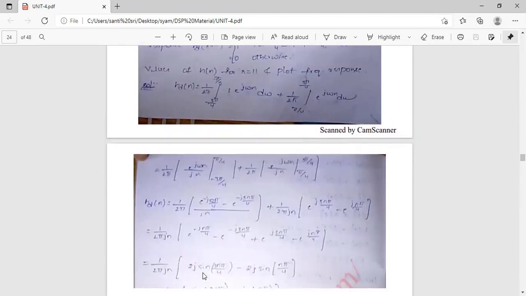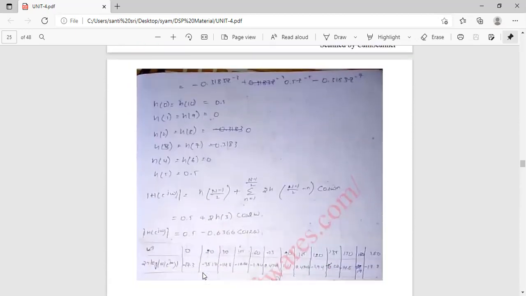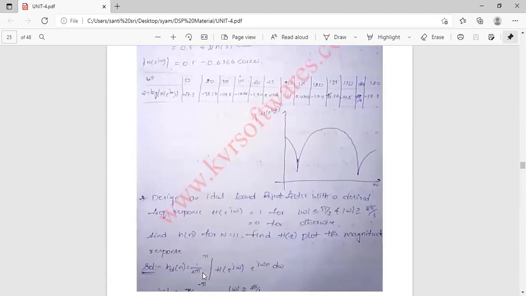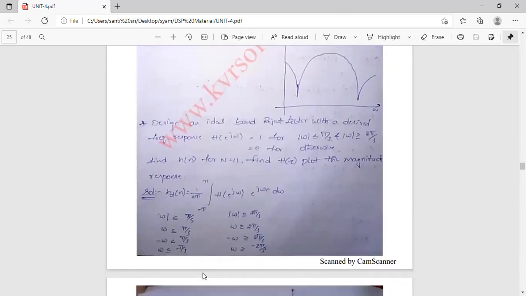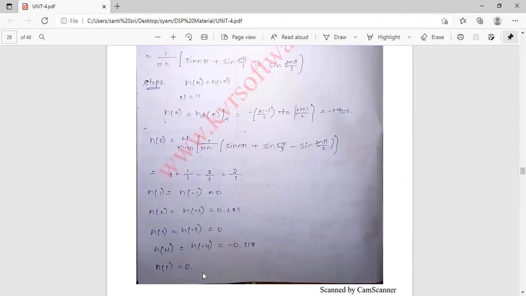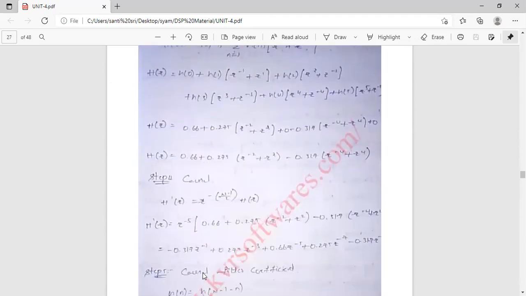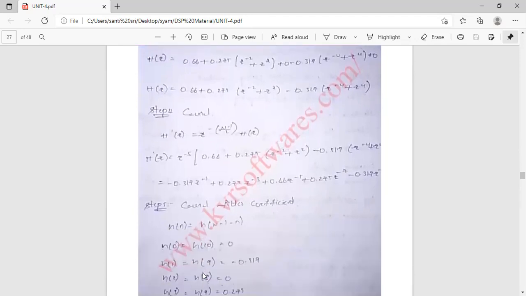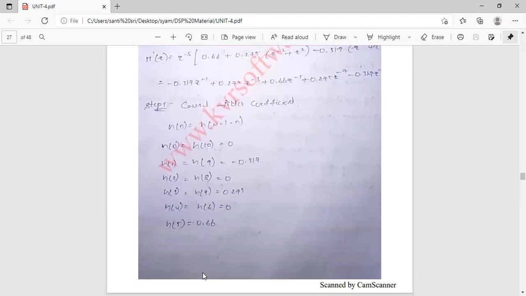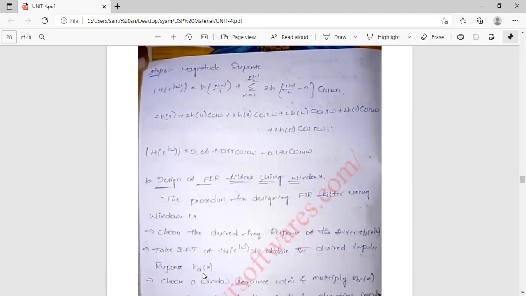Ideal band pass filter frequency response: in the same manner, we will do the problem. And the ideal band reject filter with the frequency response: in the same manner, we will do this problem. You have to practice it on your own. Okay. So the causality and non-causality conditions, all conditions are the same. We have to simply substitute the values, that's all, and draw the response. Finally, we draw the response.